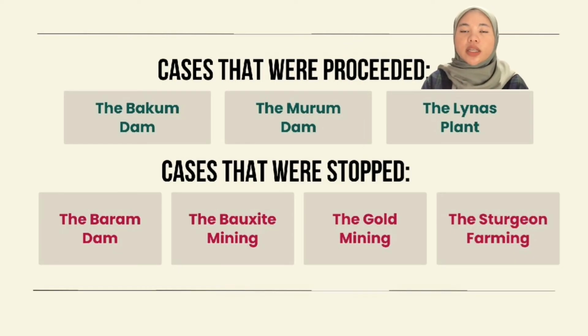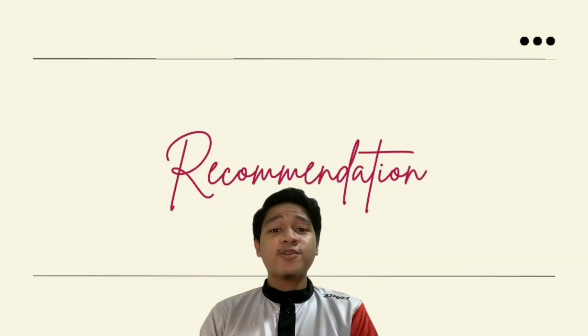Three out of seven cases have proceeded: the Bakun Dam, the Murum Dam and the Lynas plant. However, the Baram Dam, bauxite mining, gold mining and sturgeon farming have reportedly been stopped or relocated due to public objection and protests. That's all from me. Thank you. Moving on to the recommendations.